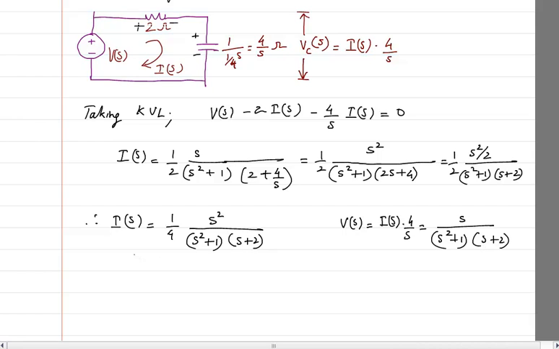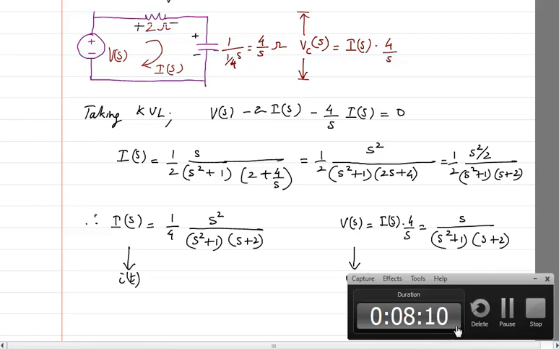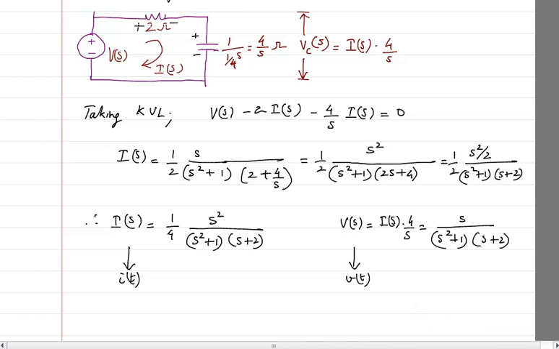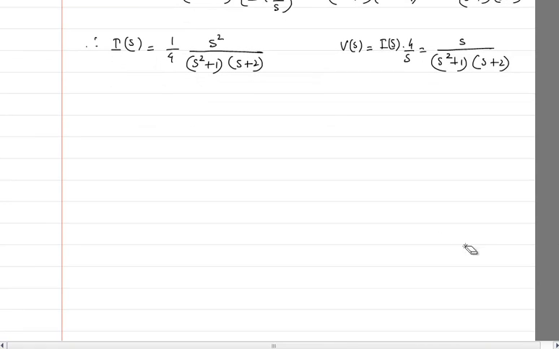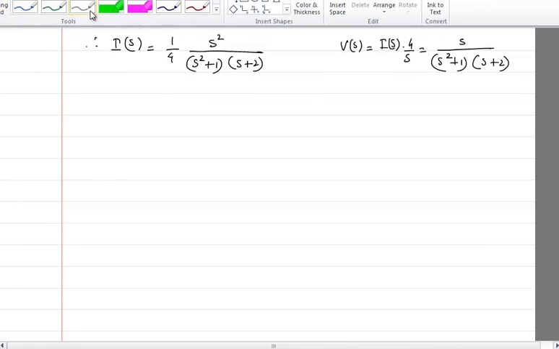So if I take the Laplace transform of this one, I will get I of t. If I take the Laplace transform of this one, I will get V of t. So what I will do is, I will try to find out I of s, and with I of s, I will try to find I of t. Okay, so let us do it.